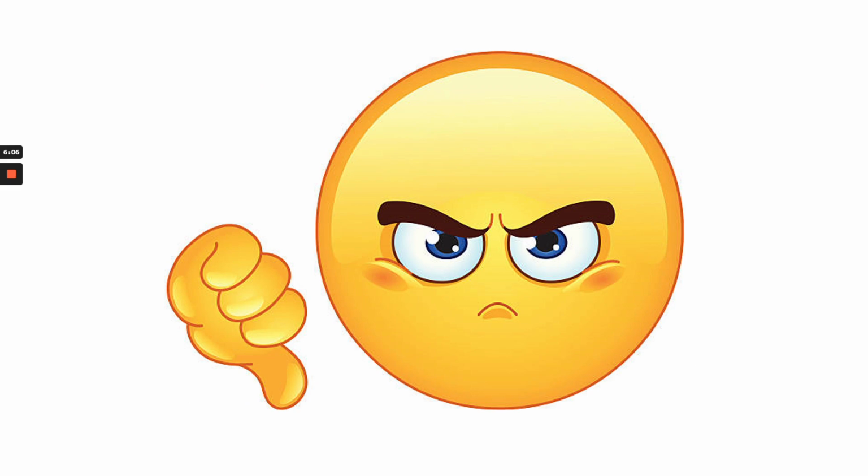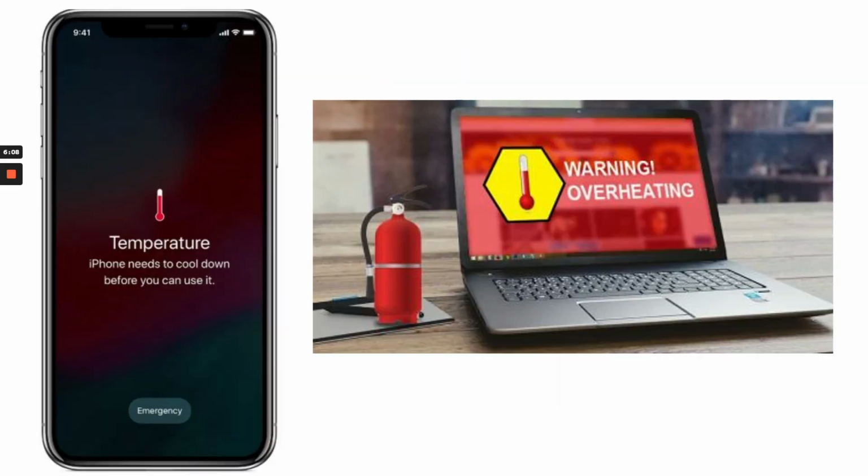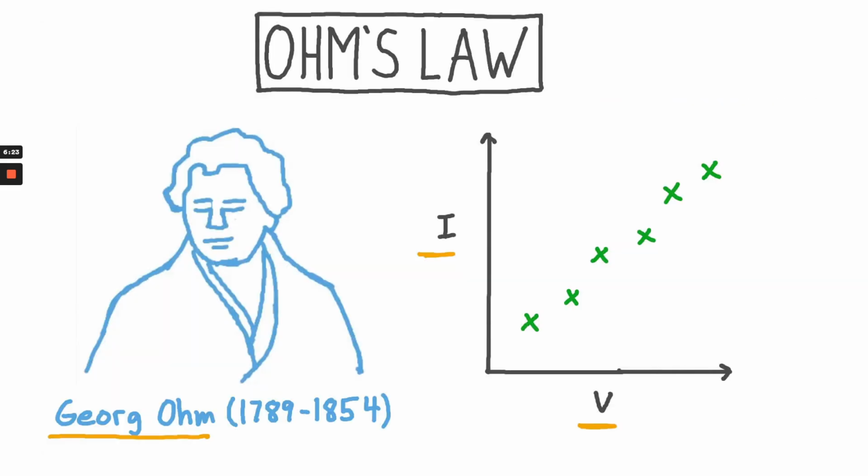So we don't like resistance, and if you ever see a warning sign on your phone that starts bugging out, or your laptop's overheating, that's a sign of resistance and the wire is causing problems. Resistance is bad unless something is designed to heat up. So these are all connected with Ohm's law.